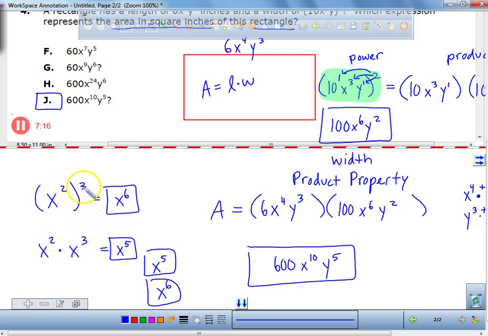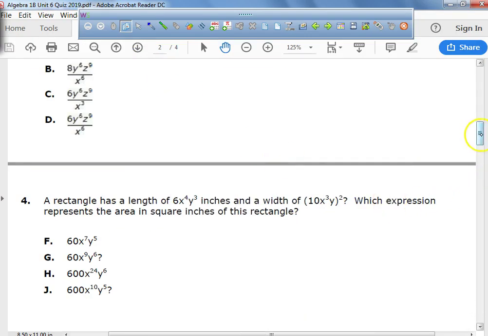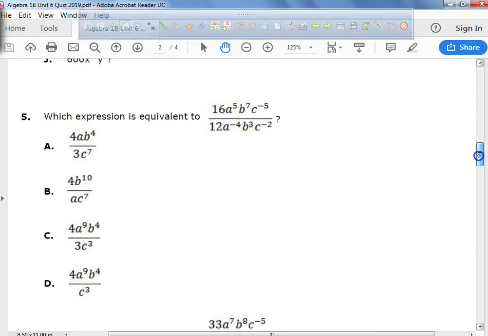What did we do with these two? We multiplied them. What did we do with these two? You have to see the difference between those two. This is about the best quick little example I can give you, hopefully to help you understand the concept between the power property and the product property. All right, now we got some easy ones.